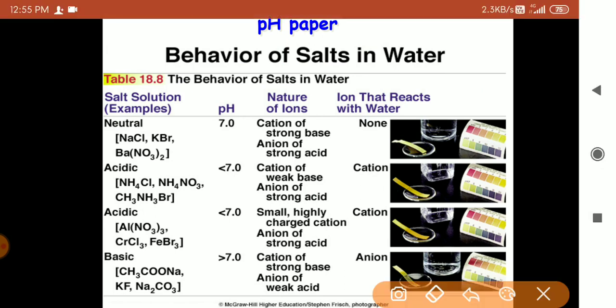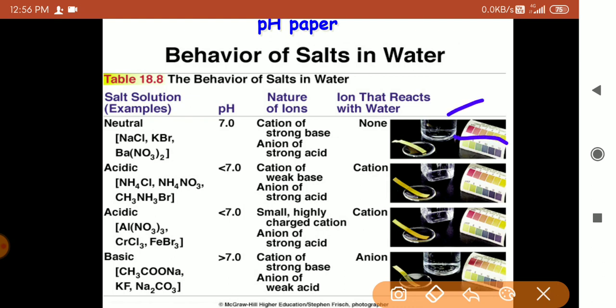And see basic: CH3COONa, sodium acetate is there, potassium fluoride is there, sodium carbonate is there, and they are basic in nature. Why? The cation of a strong base and the anion of a weak acid react with water to form basic salts. So these are the examples where you can see the salts' behavior in water.